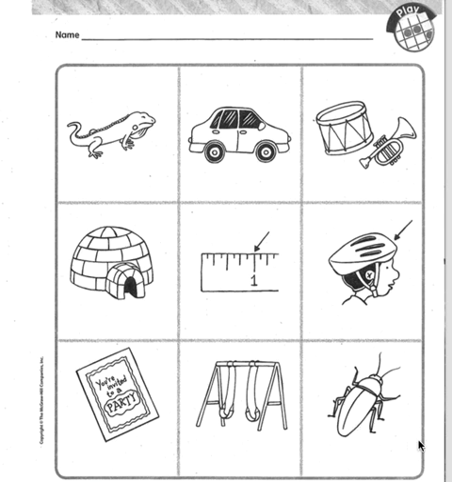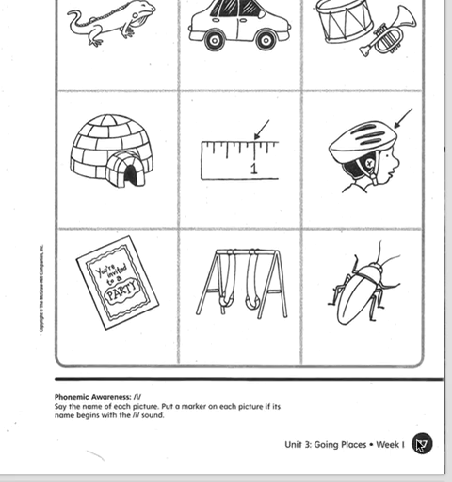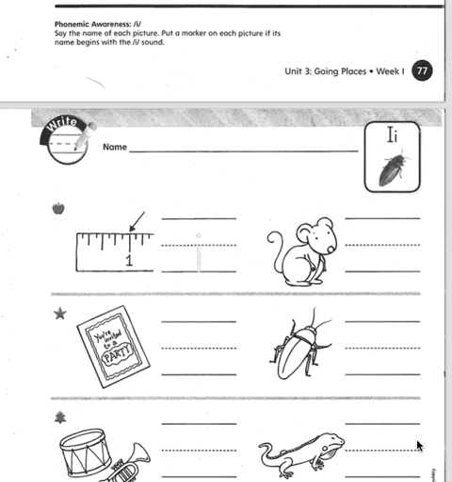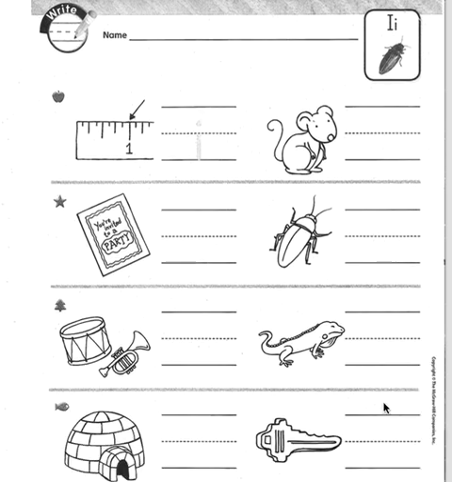Let's move on to the next page, which is on the back of the first one. So you're going to peel it back, and you should be here where it has an insect at the top. Write your name. The directions are: say the name of each picture. Write the letter I next to each picture whose names begin with the I sound. So you're going to write what letter? Letter I.